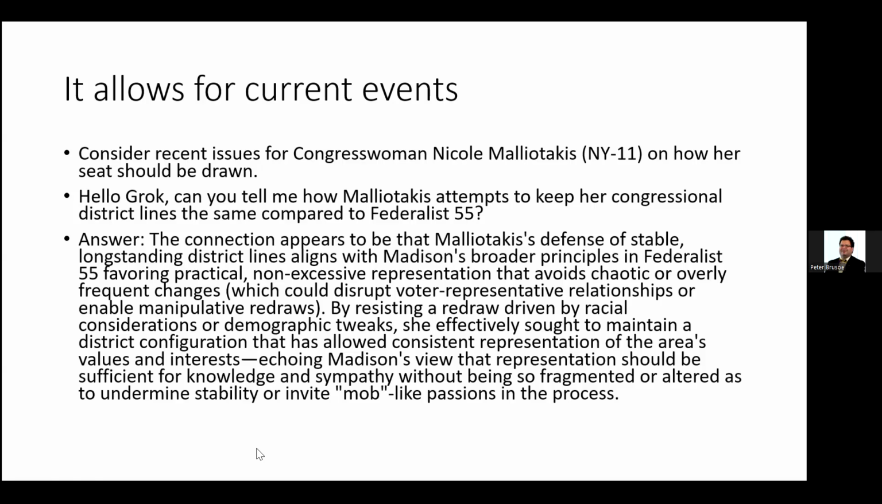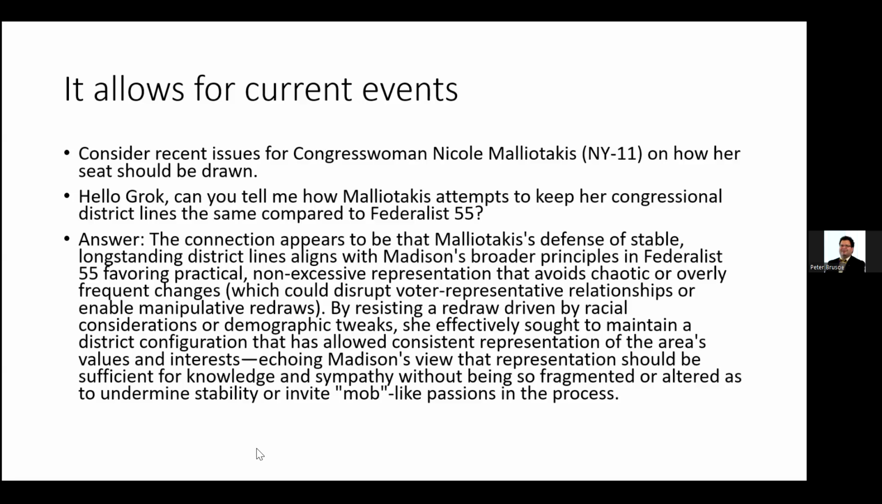And so she sued, and the Supreme Court sided with her last night, pretty much along political orientation. And so asking Grok a simple question: hello, Grok, can you tell me how Malatakis' attempts to keep a congressional district's lines the same compare to Federalist 55? And so the computer is able to go through and say, yep, it appears that her defense of the district lines aligns with Madison's broader principles in the Federalist 55, favoring practical, non-excessive representation.